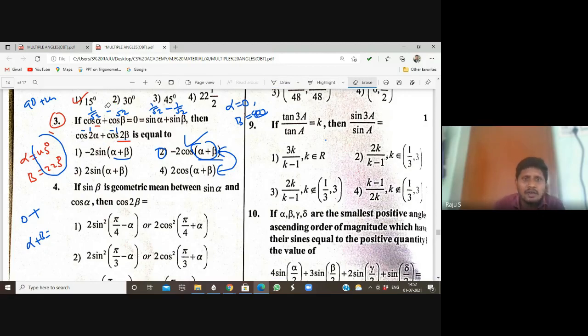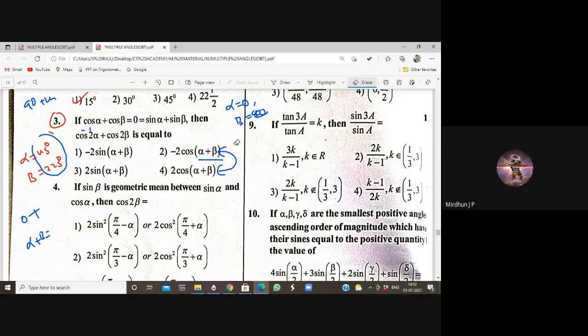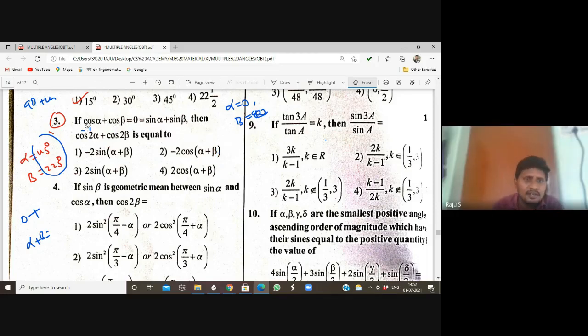Is it clear, students? What is the option they have given? I think the second option we got. Once check that option. Right. Is it clear in this case?